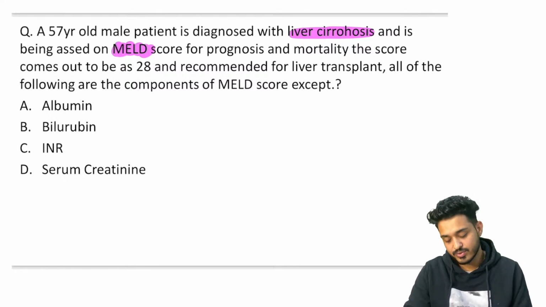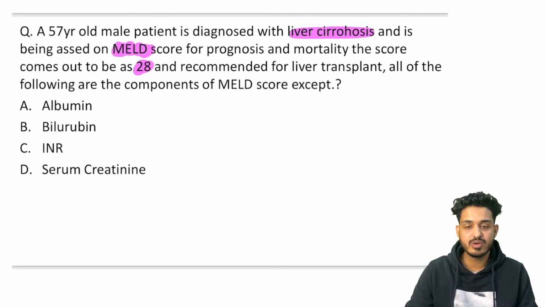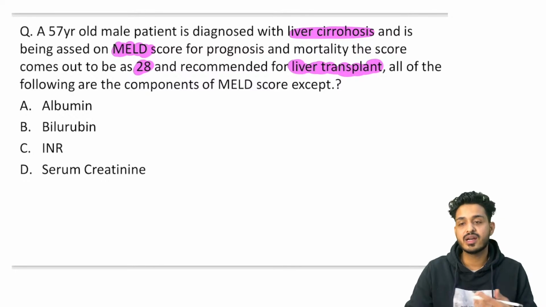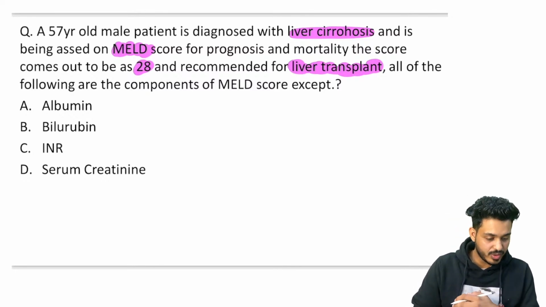And the score comes out to be 28. स्कोर कितना आया, 28 आया. And recommended for liver transplant. Patient को बोला डॉक्टर ने कि जाओ liver transplant करना है, right? All of the following are the components of MELD score except. So what is the mnemonic?